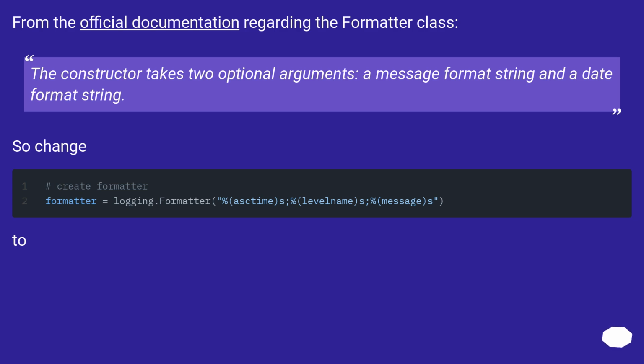From the official documentation regarding the Formatter class: the constructor takes two optional arguments, a message format string and a date format string. So change 2.